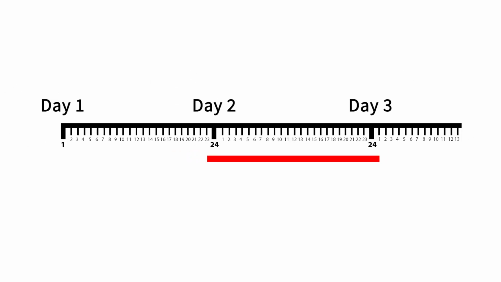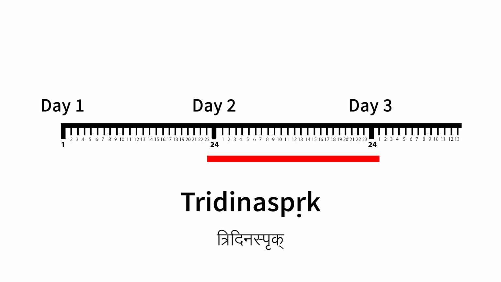In this duration you have 2 sunrises happening, and this is technically called Tridinasprk. That which touches 3 days is Tridinasprk. Computing the duration of a Tithi is not a simple task.